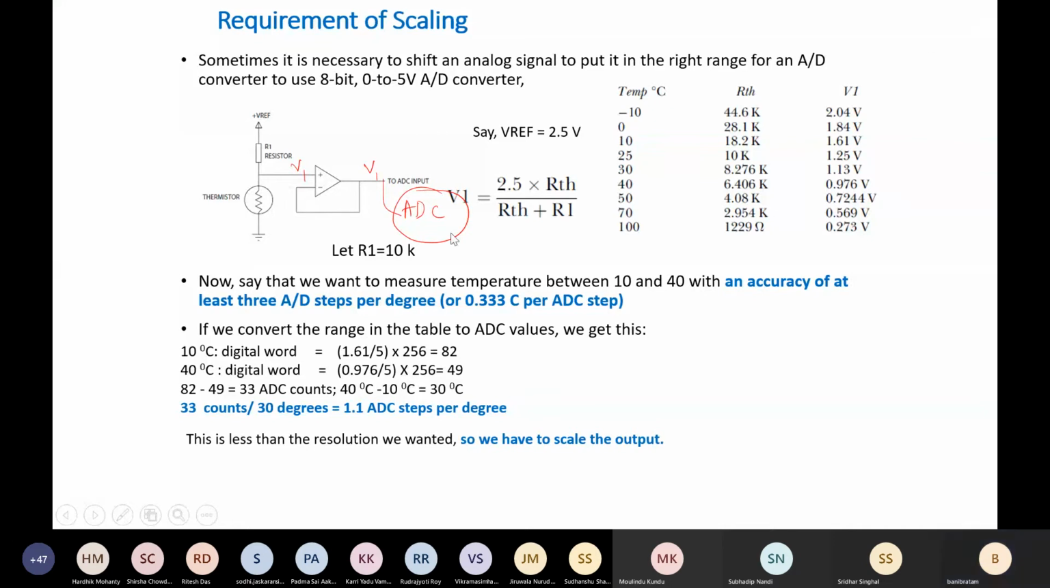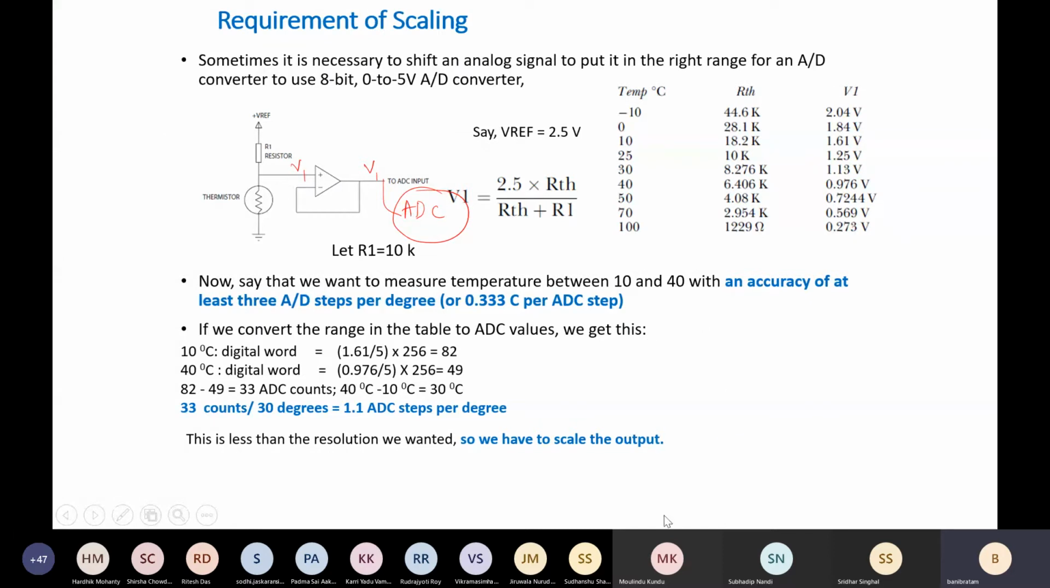Suppose I have this temperature versus resistance versus voltage data for this circuit, where at 0 degree centigrade the resistance of the thermistor is 28 kilo ohm and the corresponding V1 voltage is 1.84. So how can I calculate this voltage? Simply, the reference voltage I am considering is 2.5 volt for this example, and 2.5 into RTH divided by RTH plus R1, that is the voltage divider equation, right? Using this equation I can calculate the voltage over here.